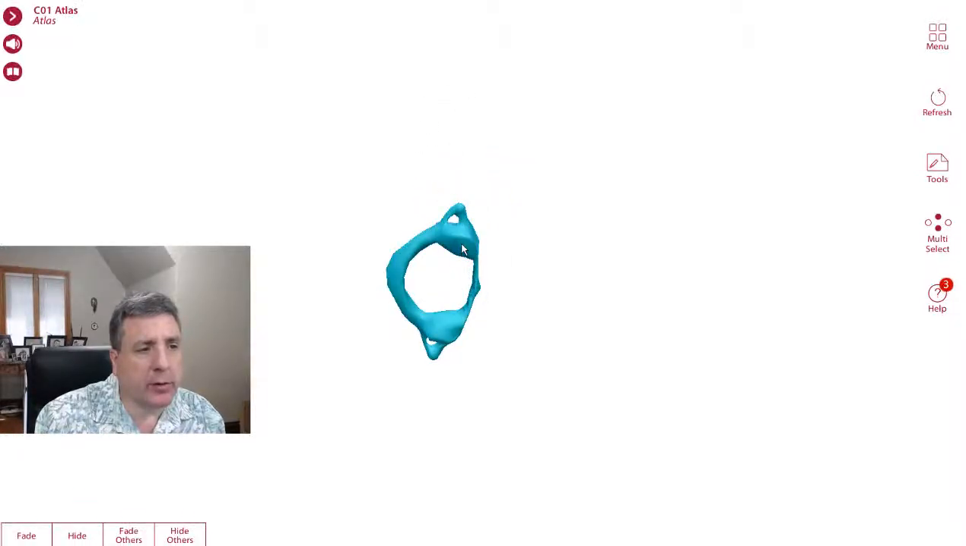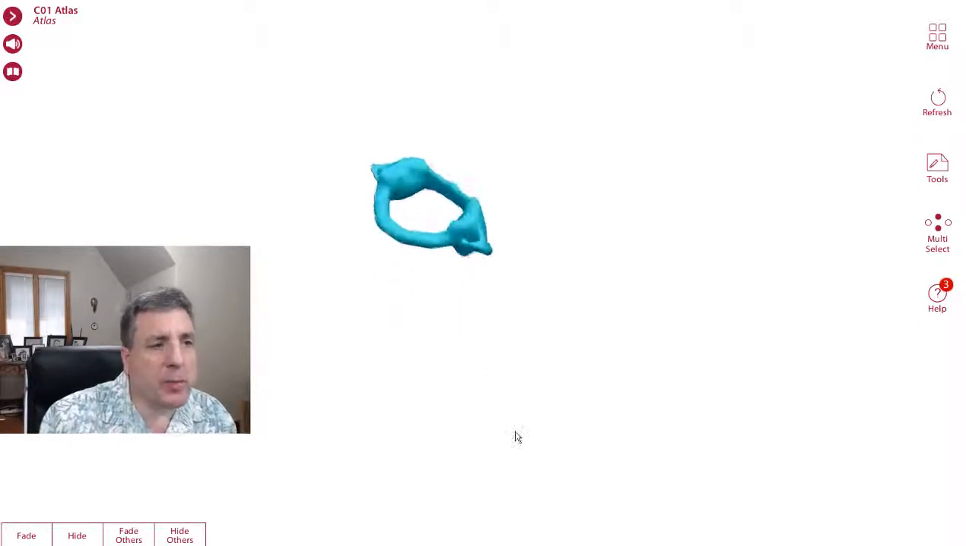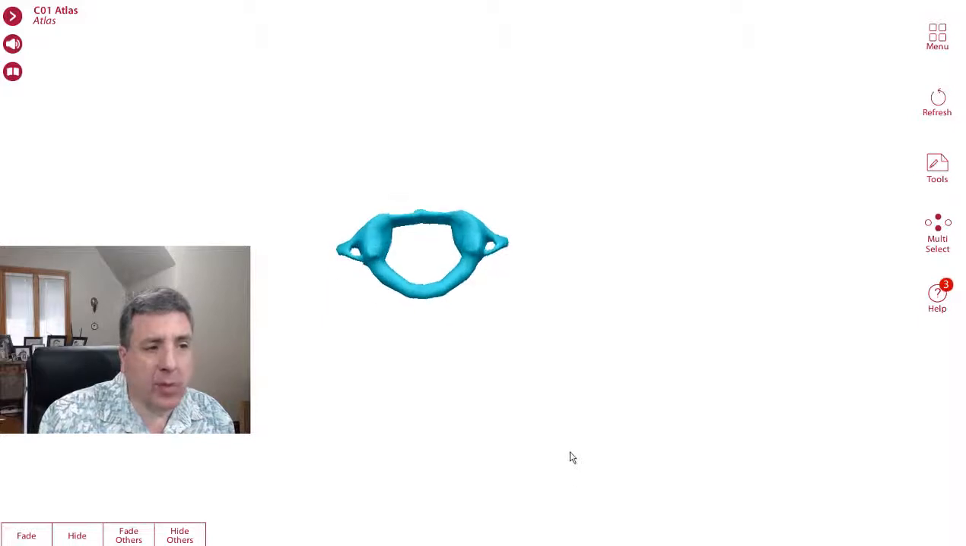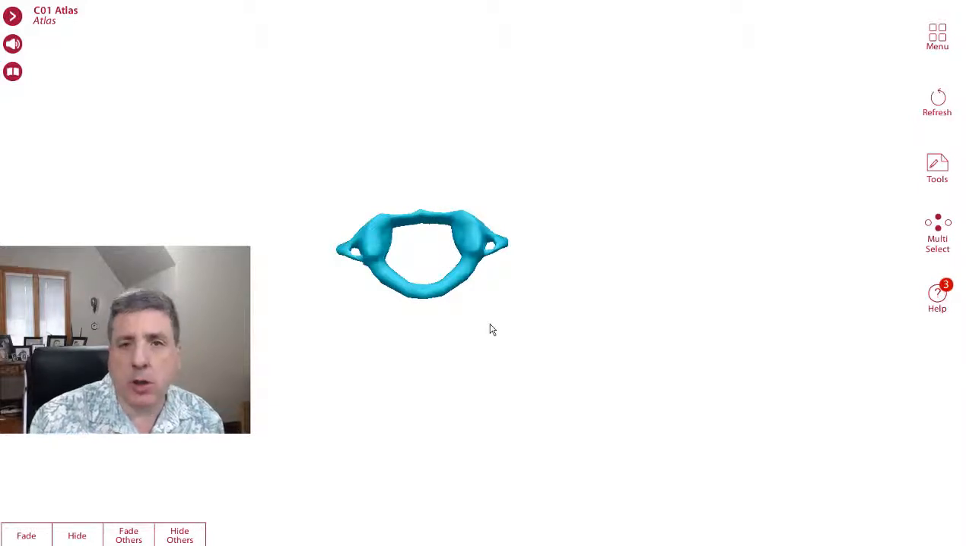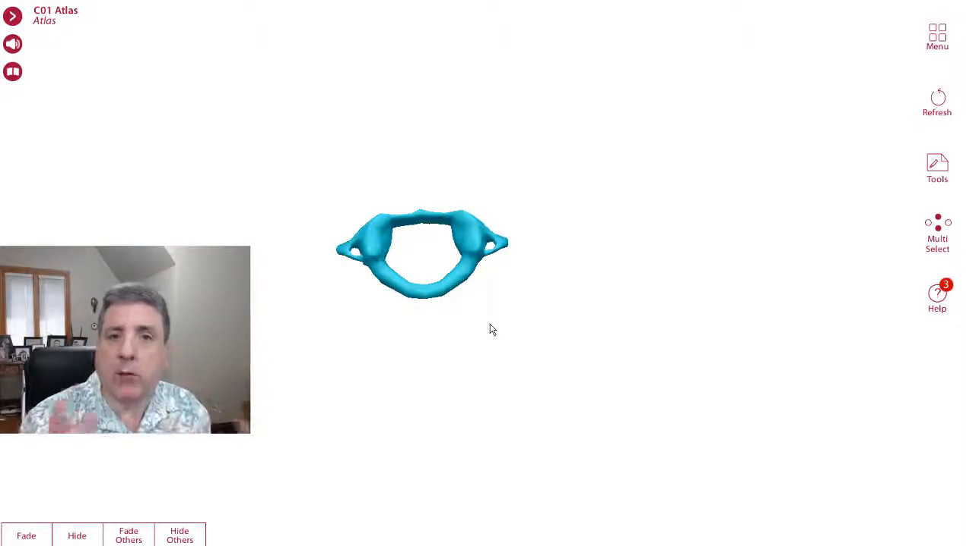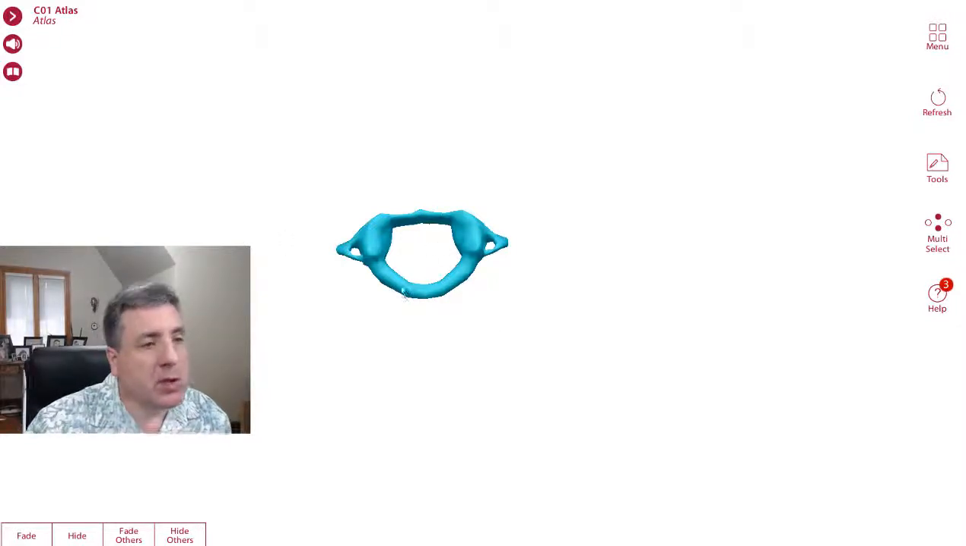So these areas will articulate with C2. And that dens that we just looked at, that's coming up through the center here. And then that is going to be articulating with this portion, which is called the anterior arch. And that allows for turning your head left and right, or the shaking of your head like no. Okay, so that's C1.